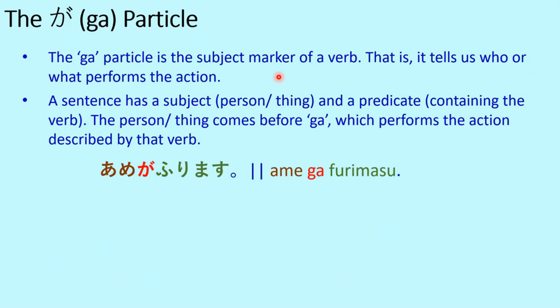So if we take a very simple example, ame ga furimasu. You might be knowing ame means rain. We have done this in a kanji lesson earlier in this course. So ame is rain and furimasu is falling. Rain is falling. Ame ga furimasu. Or the meaning is that it is raining basically. In English we would say it is raining, but here if we perform a word by word translation of ame ga furimasu, it means rain is falling.